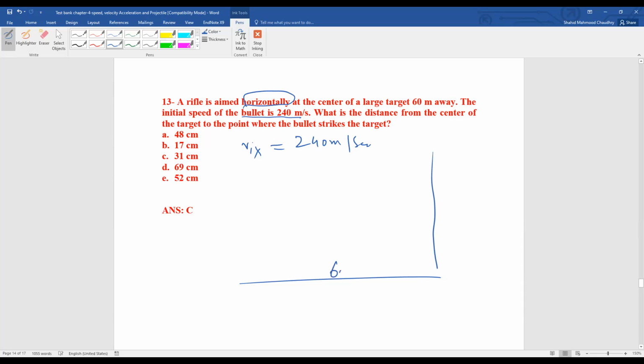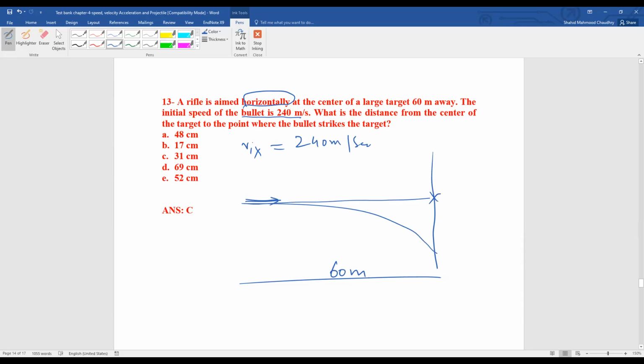So this is 60 meter. The initial speed of the bullet is this one. What is the distance from the center of the target to the point where the bullet strikes the target? This is the center, and the bullet is firing from in front of this center, and the bullet is going like this one.